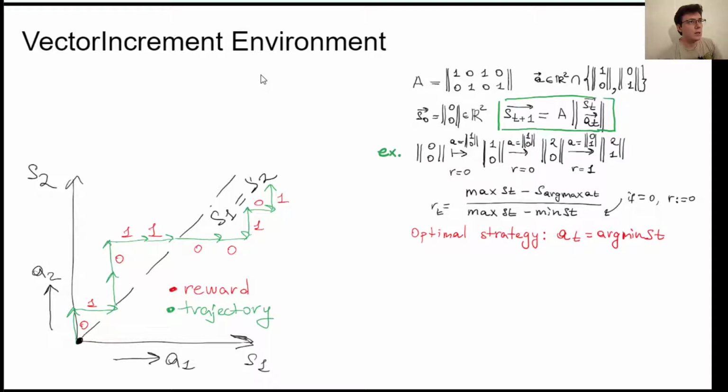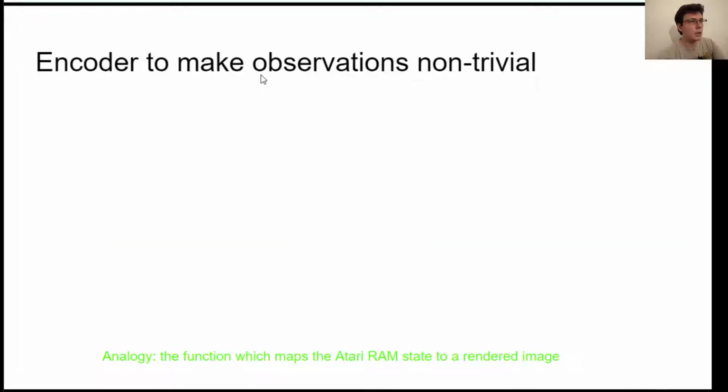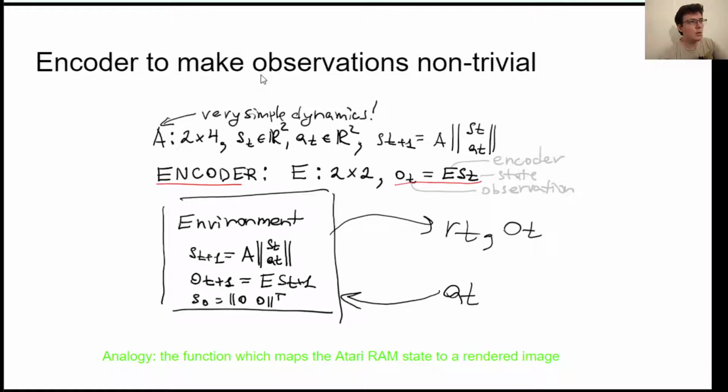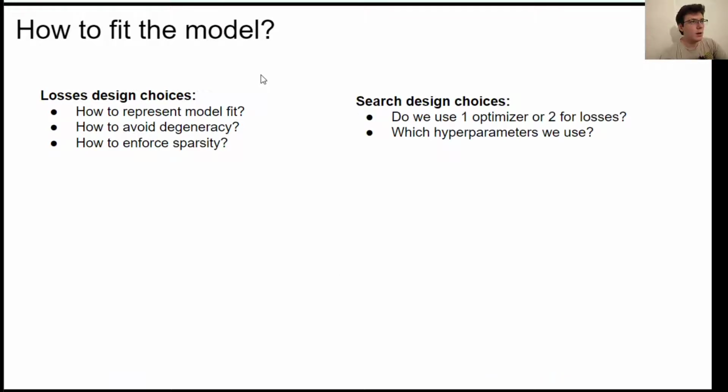As we see, the environment transition matrix A is sparse. It has only 4 components out of 8, and the optimal strategy is to always increment the lowest component. Now, we want to complexify the observation dynamics, like in Atari, where a RAM state is rendered as a high-dimensional image. To do so, we just apply a linear mapping, fixed throughout the training, which makes the observation dynamics hard to interpret. Now, how do we solve the problem of learned sparse models?